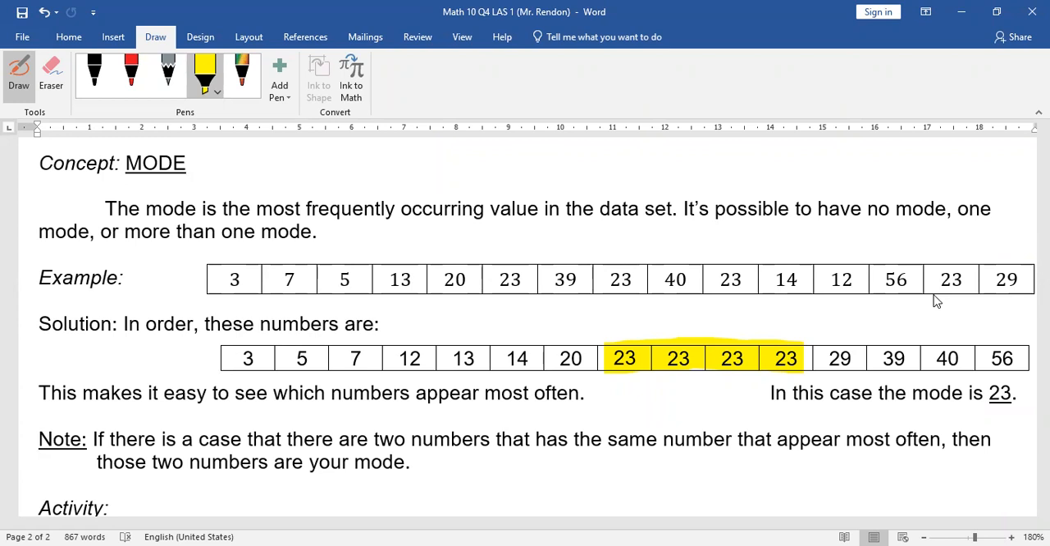Let's say 3 also appears four times. Meaning you have two modes, 3 and 23. That is called bimodal. If only one, it is unimodal. If two, bimodal. If there are two numbers that appear the same number of times, most often, then those two numbers are your modes. So the mode is the value with the highest number of appearances in the data set, the mean is the average, and the median is the middle.